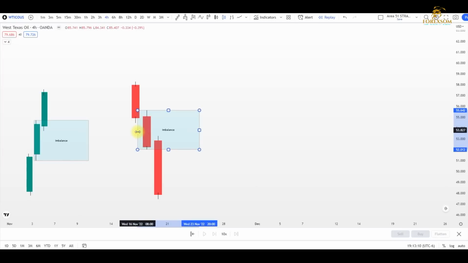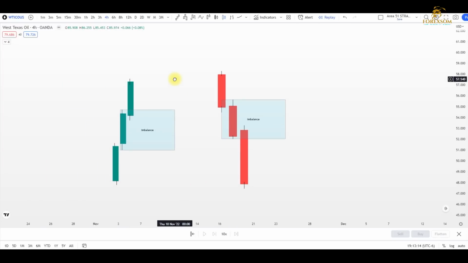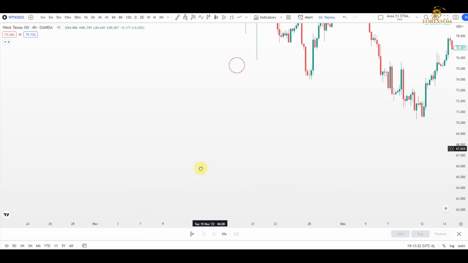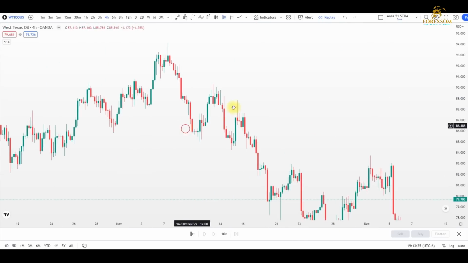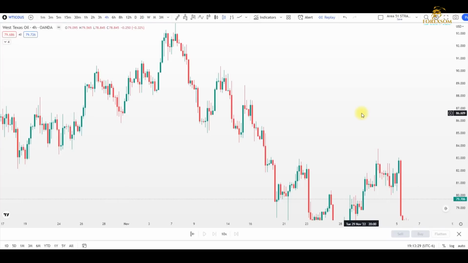You can go ahead and take a screenshot of this so that you can practice this later on your own chart. Now that we know how it looks on the illustration, we're going to go to the real chart and find out how it looks on the actual price.